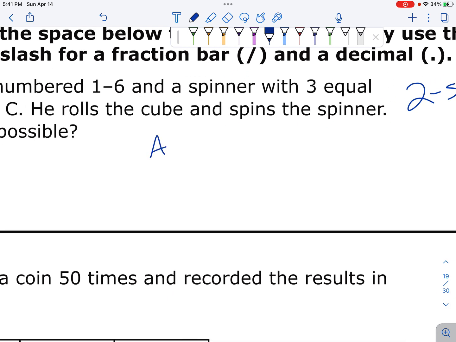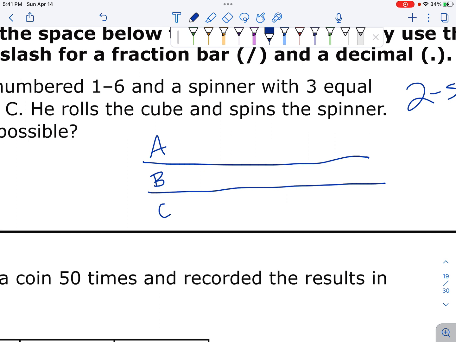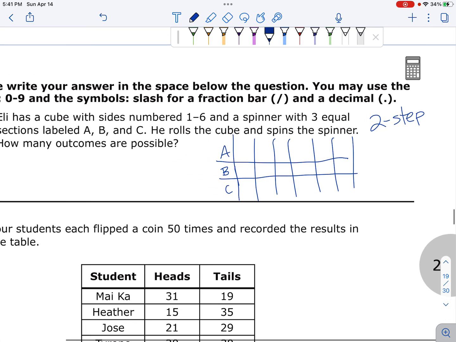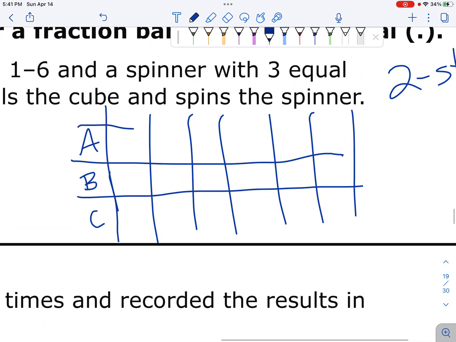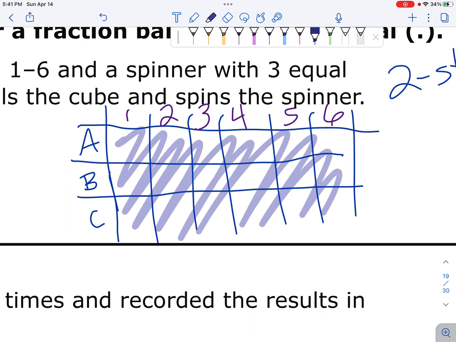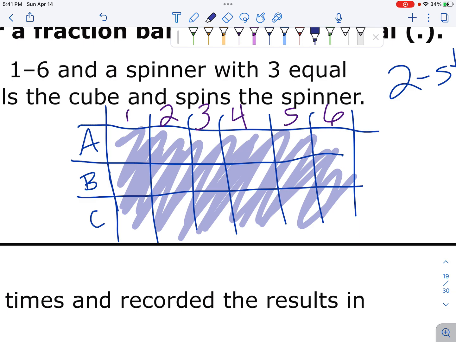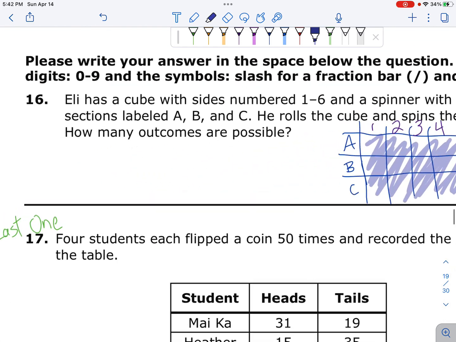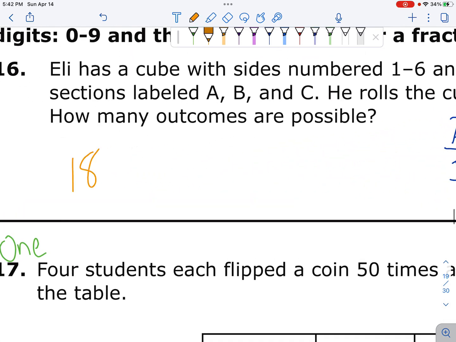So we know he can get an A, a B, or a C. And we also know that he has a cube, a dice, with the numbers 1 through 6. 1, 2, 3, 4, 5, 6. So what it's saying is, how many little squares are in this table? Well, it's 6 times 3, so it should be 18. 18 outcomes are possible.